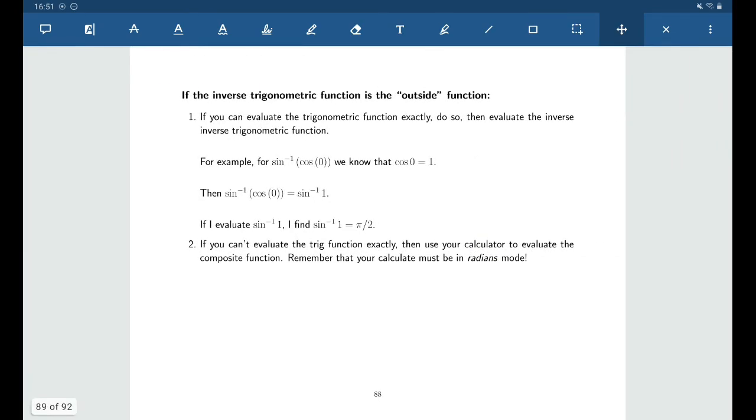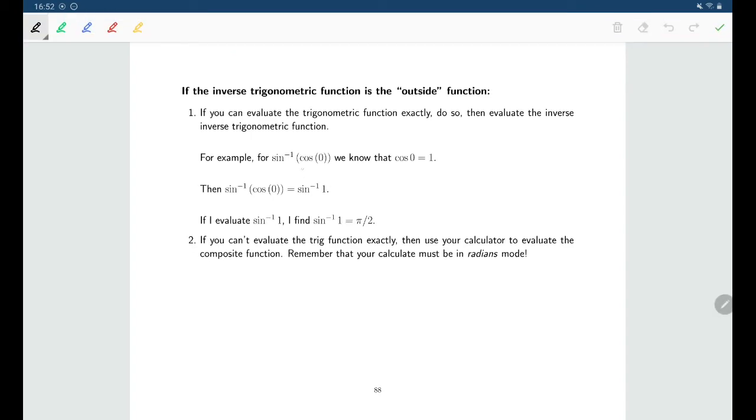Now, if we're dealing with the reverse here, where the inverse trig function is on the outside, then again we might have to do things exactly or approximately. Exactly would be if we're looking at something like, what is sine inverse of cosine of 0? You could figure out what cosine of 0 is. That's just 1. So you'd be looking for sine inverse of 1.